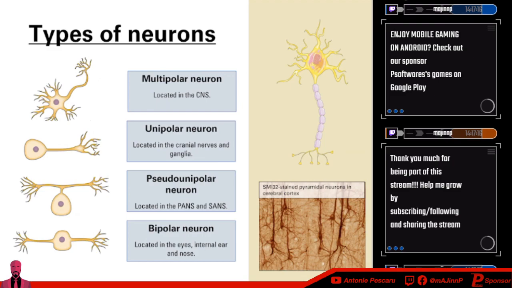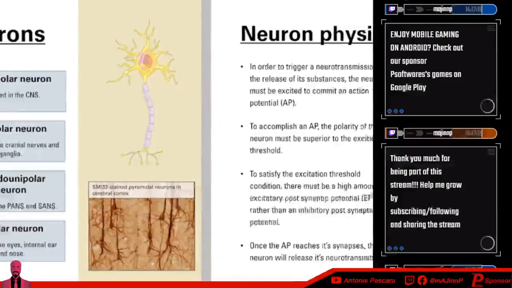And then finally, the bipolar neuron. These guys are mainly found, which are, as you can see, the bipolar neuron differ from the unipolar. I should have probably regrouped them together, but anyways, these guys, the bipolar guys, are mainly located in the eyes, internal ear, and nose. That's all where you're probably going to find them. And correct me if I'm wrong again.